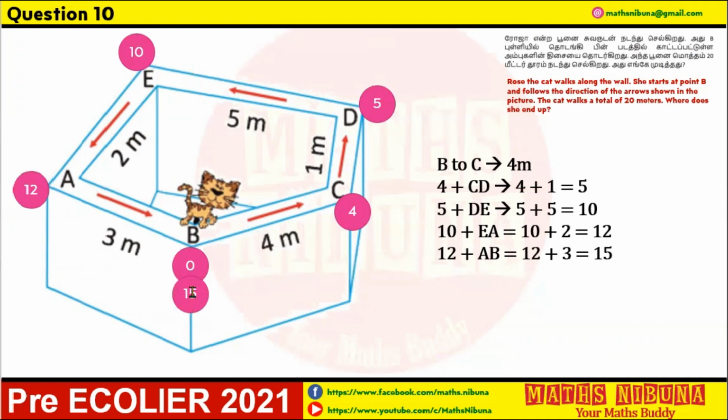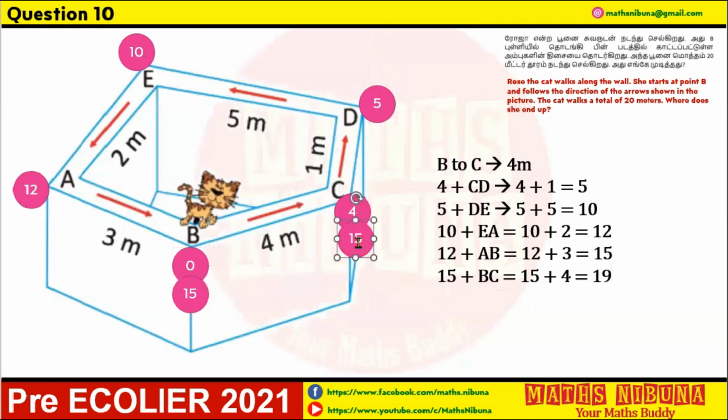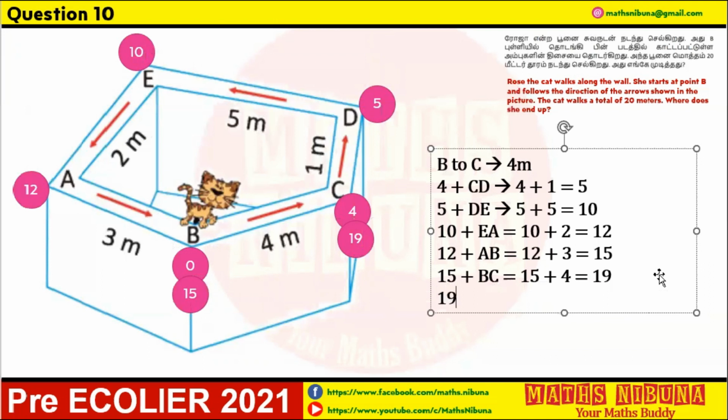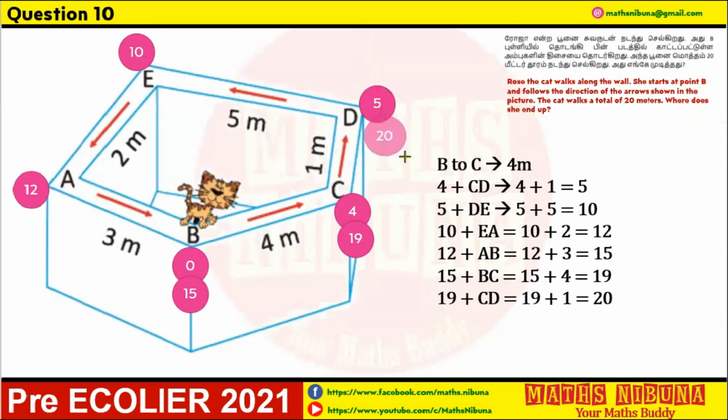Okay, you only made one full round. And it has not yet completed 20. You have to go until we reach 20. So now we have 15 plus B to C. B to C is 4. 15 plus 4 is 19. So from here to reach here, it has already completed 19 meters. And finally, we want to reach 20. 19 plus C to D. C to D, we know that it is 1. So 19 plus 1 is 20. So she will end up at D to complete 20 meters. So the answer is D, donkey. And the answer is D.